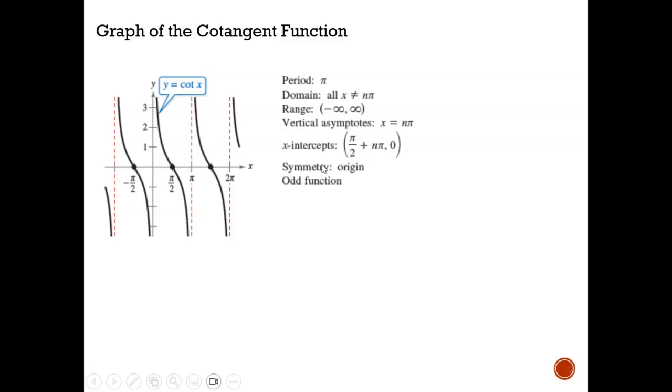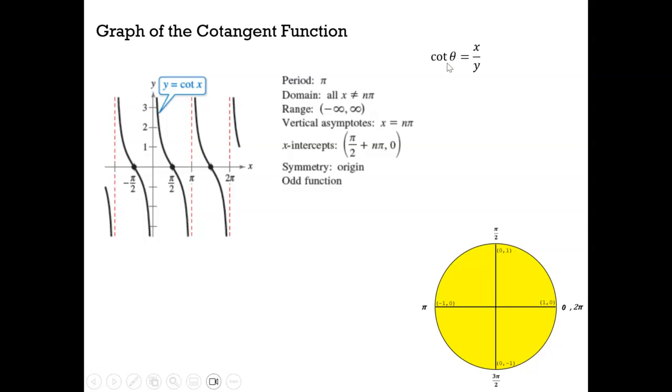And this one has origin symmetry, so it is also an odd function. Among the other functions, only the cosine and the secant are even functions, and the tangent, cotangent, sine, and cosecant are odd functions. But that's another story. I don't want to jump into that because that's a little bit more challenging, and I believe that we did those in section 4.2 or 4.3. But just know that the tangent and cotangent are considered odd functions.